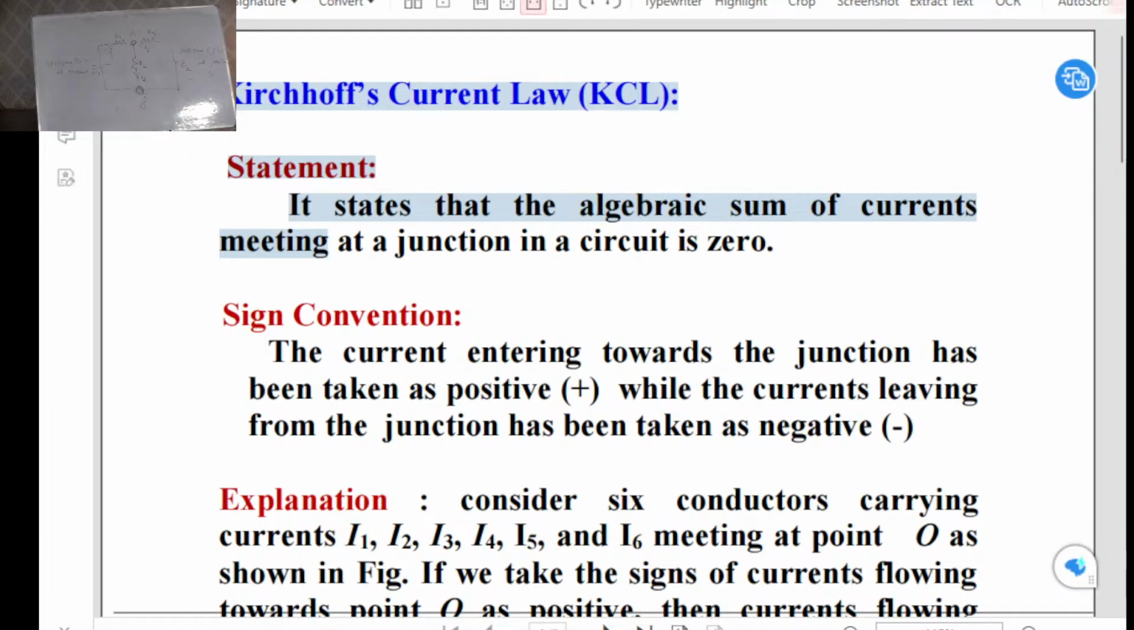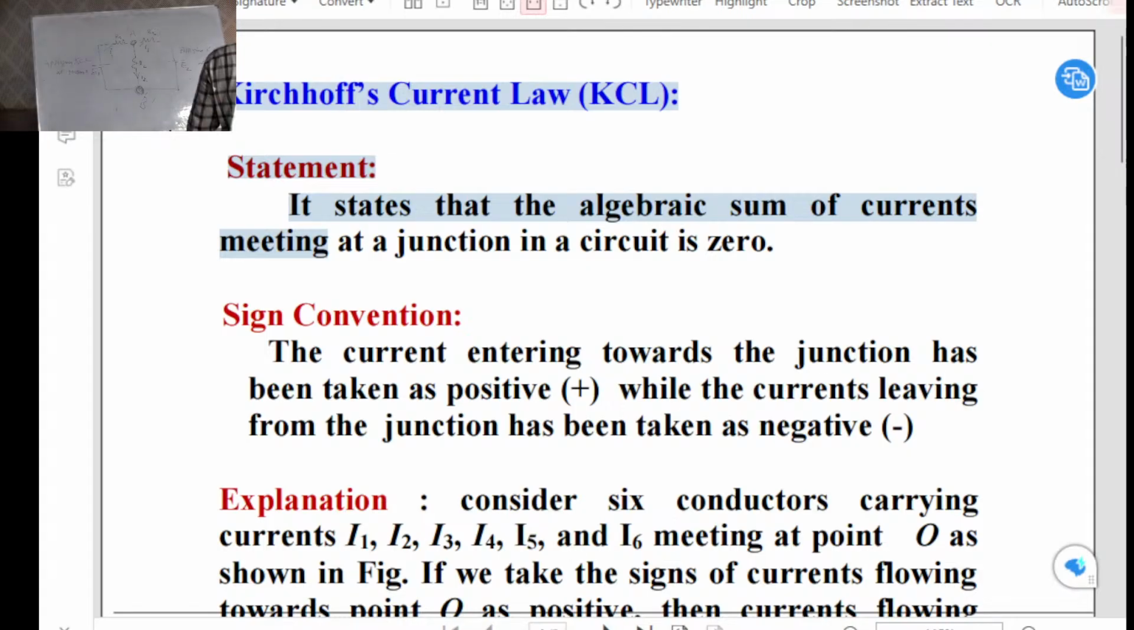So I need the sign convention knowledge also. Condition 2. The first condition is the statement: the algebraic sum of currents meeting at a junction. How many currents are meeting? 3 currents. The second condition is sign convention. So we go for the sign convention.